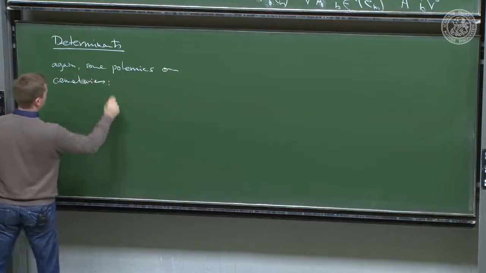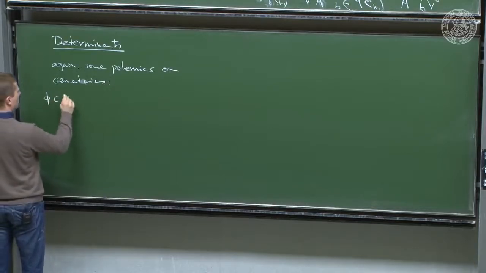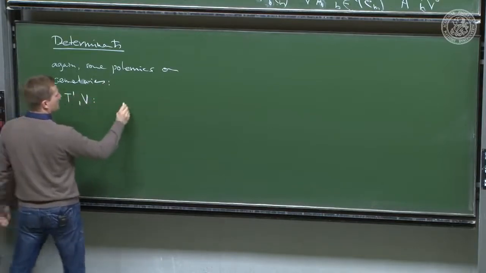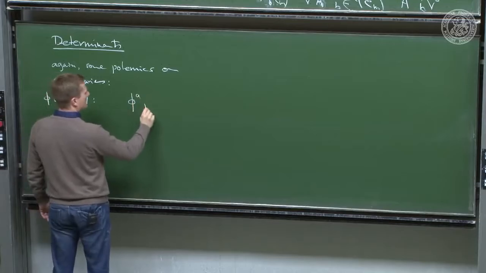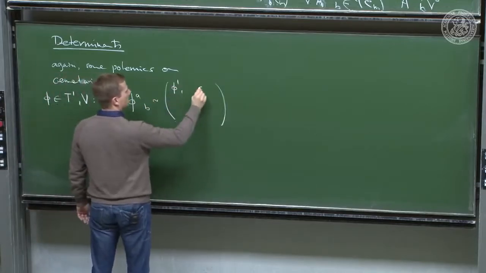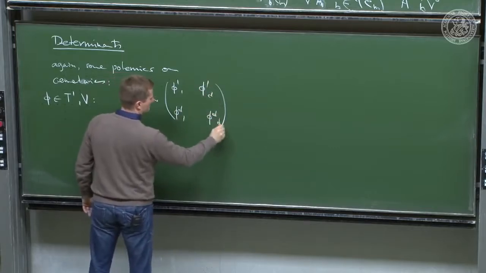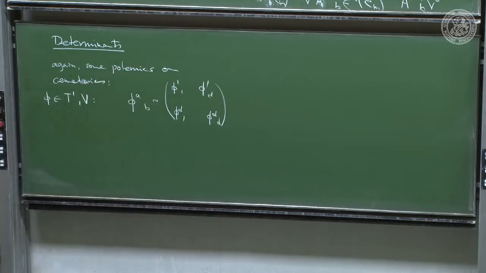Symmetries. You see, if you have phi, which is a 1-1 tensor, then you have these components A, B, and you may think of them as being here ordered according to the row and column rule.